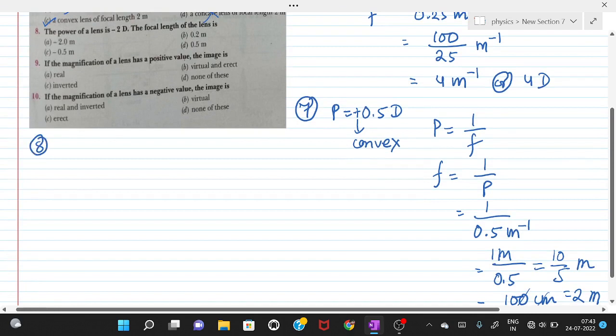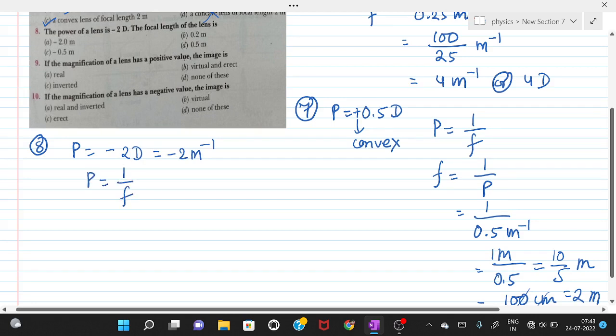The power of the lens is, what is the power given, my dear? The power of the lens is given as minus 2 diopter. They are asking for the focal length. 2 diopter means 2 meter inverse. We know that power equals 1 by focal length. Yes or no?